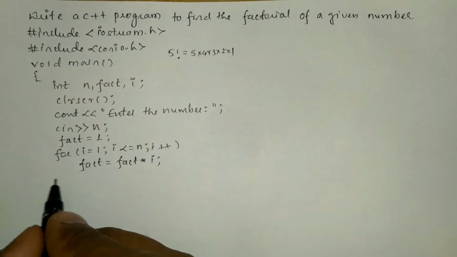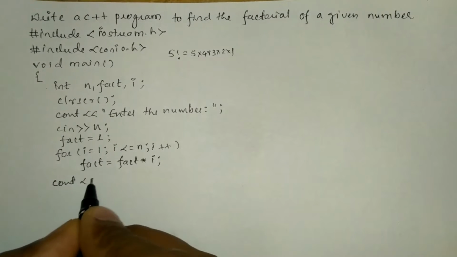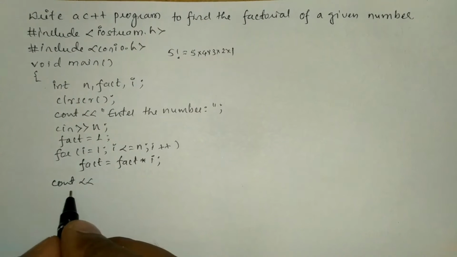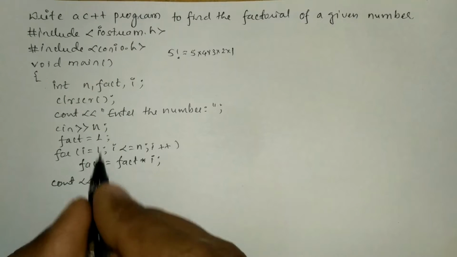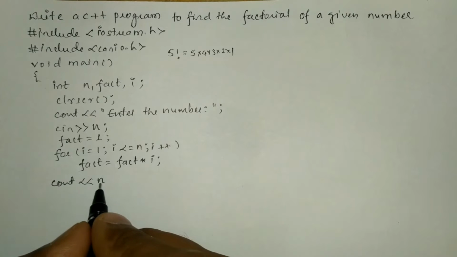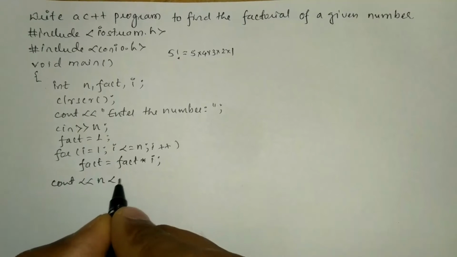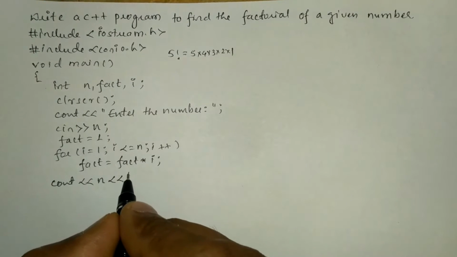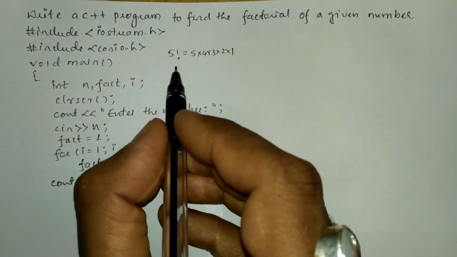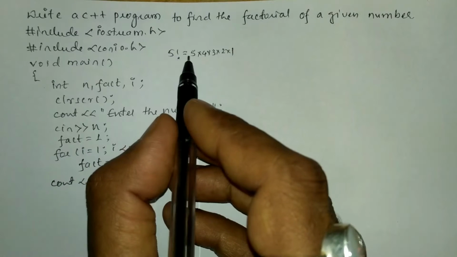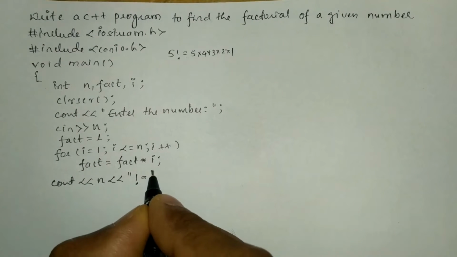Now after performing this iteration, it has to print the value stored in this variable called fact. So I'm going to write cout, stream insertion operator, and n, so whatever number is entered by the user will be printed as it is, and then stream insertion operator, in double quotation marks I'm going to write this exclamation mark, that will be read as factorial is equal to, end the double quotation.